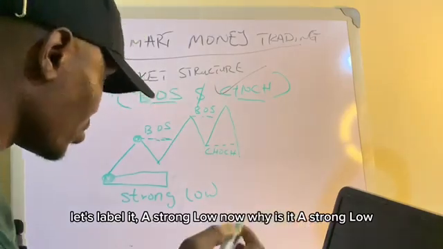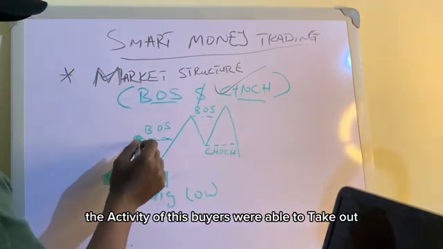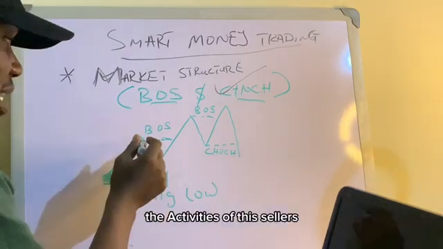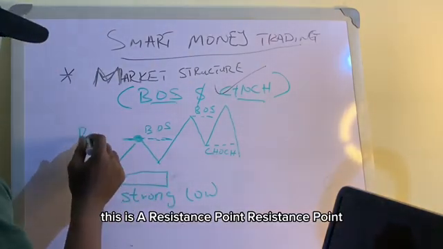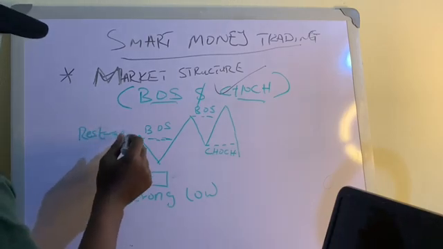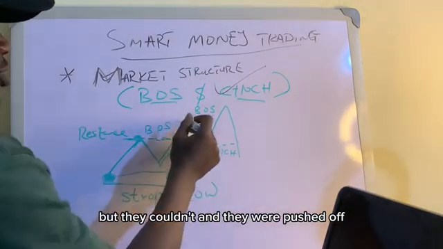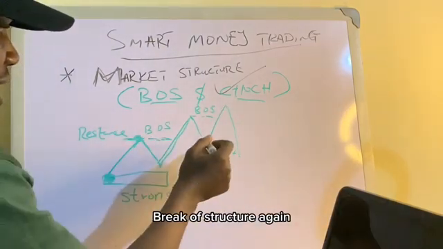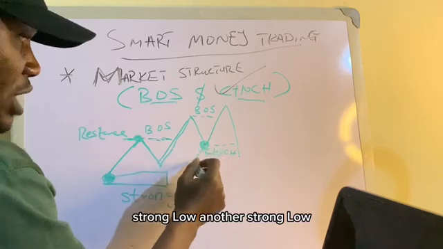Now, why is it a strong low? It's a strong low because the activities of these buyers were able to take out the activities of these sellers, because definitely this is a resistance point. Sellers must have tried to take it down, but they couldn't, and they were pushed off, making another break of structure. Again, this is another strong low.